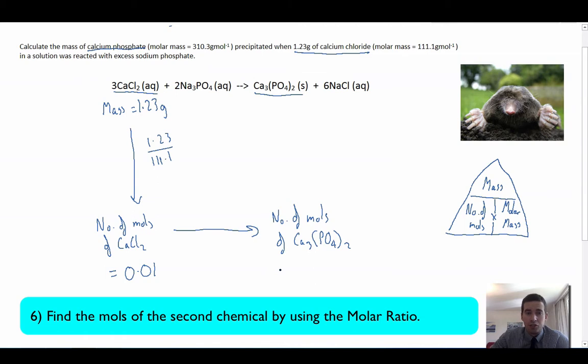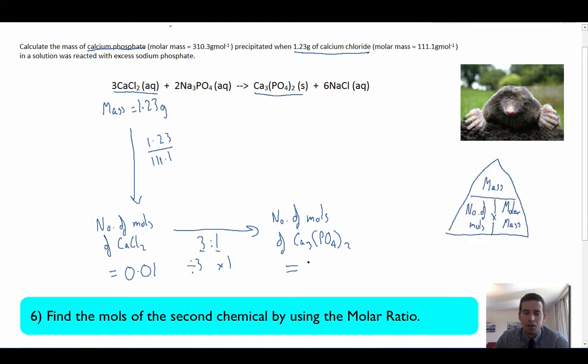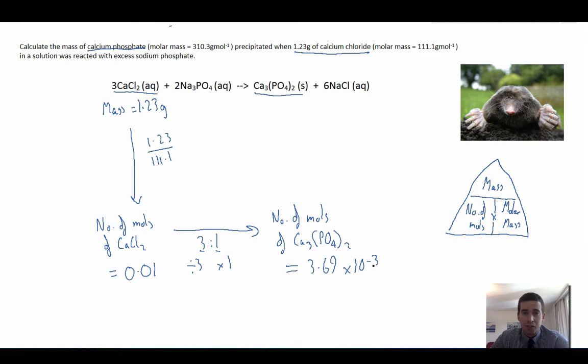So how do we do this? We use the molar ratio. In this case, it is 3:1. So we divide by 3, because that's the first number here, and then we multiply by 1. Obviously, this is just dividing by 3, okay? So this gives us 3.69 times 10 to the minus 3. Again, leave the full number in your calculator. So now we have moles of calcium phosphate.